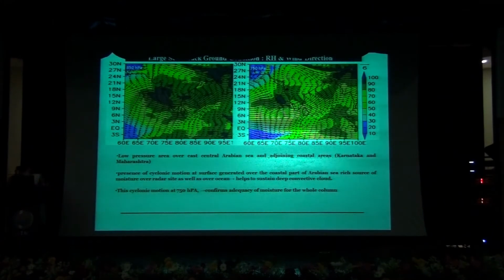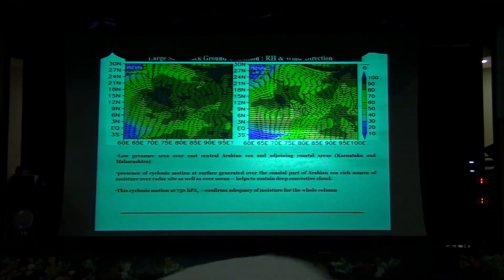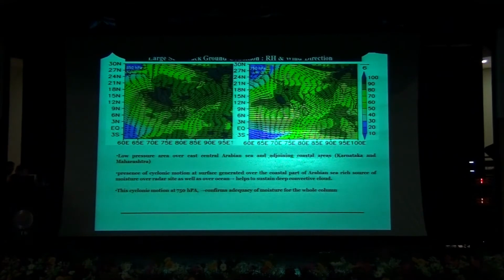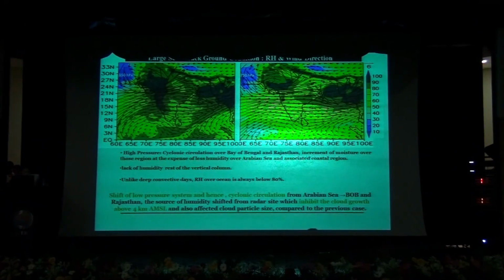If you see the background condition, due to the presence of the low pressure system, not only at the surface but also at 750 hPa, there was a cyclonic circulation over the Arabian Sea and the coastal area, which helps to sustain the deep convective cloud. On the other hand, when there was a high pressure system over Mangesh, there was a shift of the low pressure system from the Arabian Sea to the Bay of Bengal and Rajasthan side, due to which there was a shift of the source of humidity away from the radar site, which inhibits the cloud growth below 4 km and affected the cloud particle size compared to the previous case.